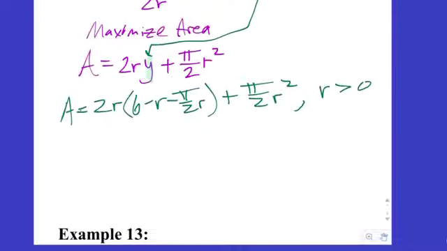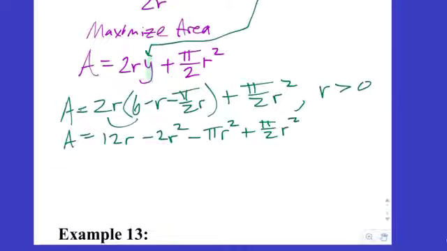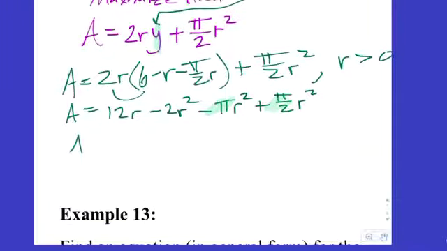Okay, so now I can find the derivative. I'm going to clean this up a little bit first. I'm going to go ahead and distribute the 2r. So I get 12r minus 2r squared minus pi r squared, plus pi halves r squared. The 2 divides out. Now notice you have 3 r squared terms. 2 of them have pi in it. So I think I'll combine those and leave the 2 by itself. So 12r minus 2r squared minus pi halves r squared.